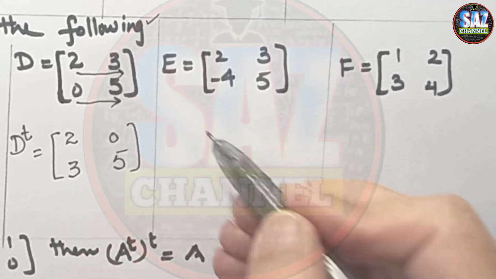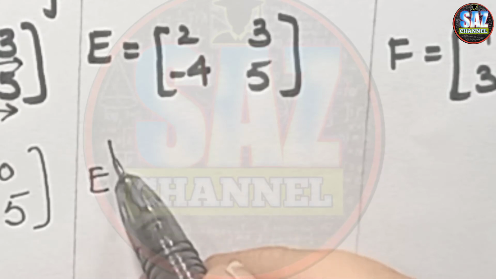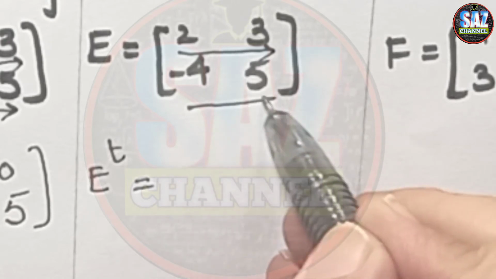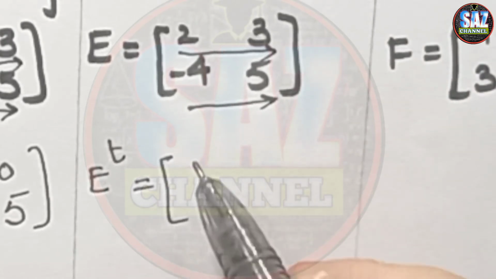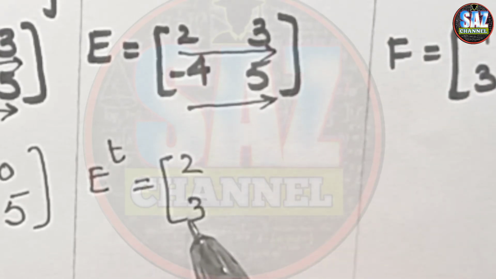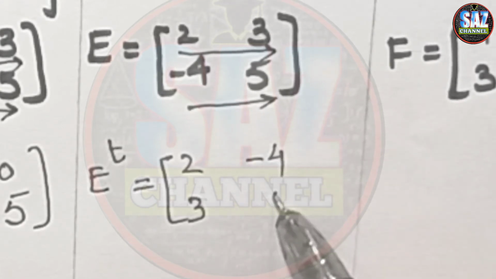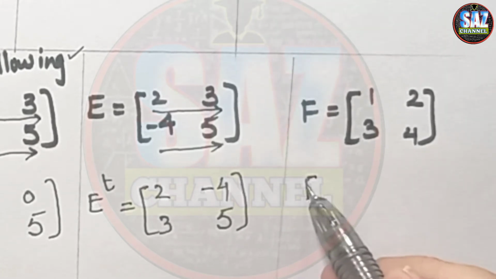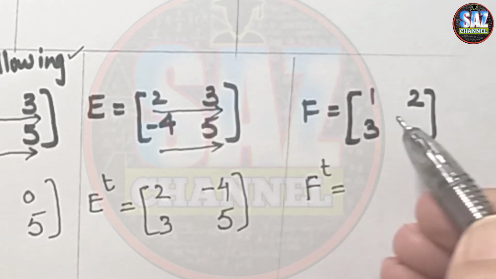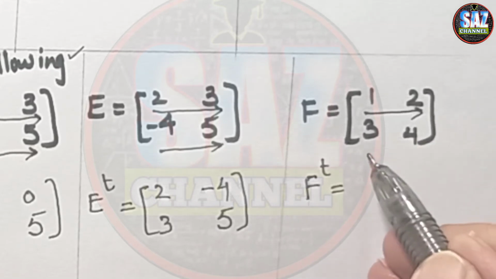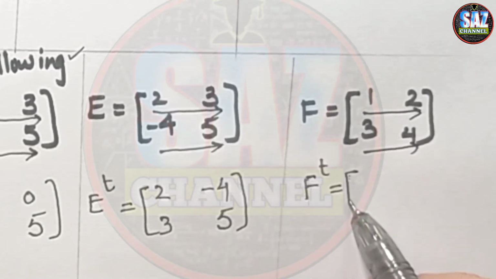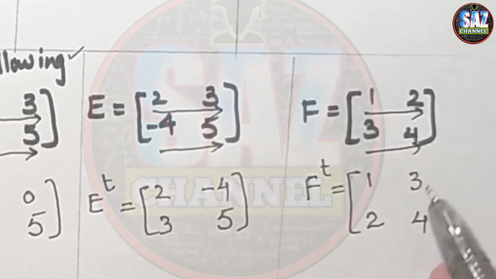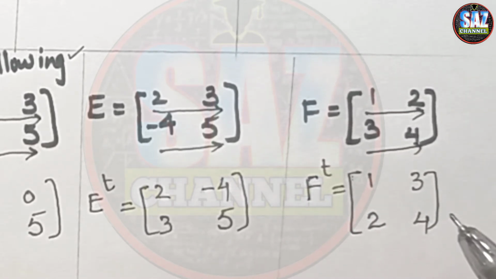Very easy questions. E transpose will be equal to, this is the first row and this is the second row, so what I have to do, I have to write it in form of the column minus 4 and 5. Coming to F transpose equals to, again this is the first row and this is the second row, I have to turn the rows into columns 1, 2 and 3, 4. I hope you are clear about these concepts.